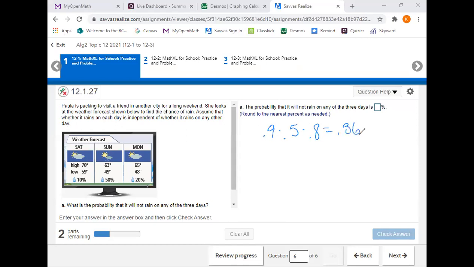So remember, that would be times 100, 36%. And the directions here say round to the nearest percent. So 36%. Let's see if that's correct.